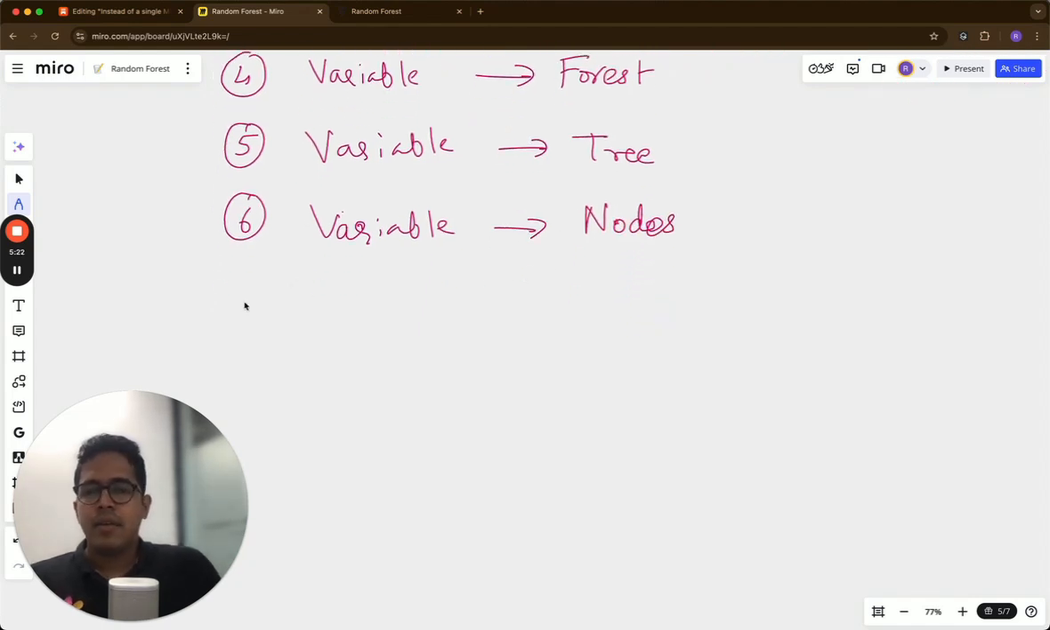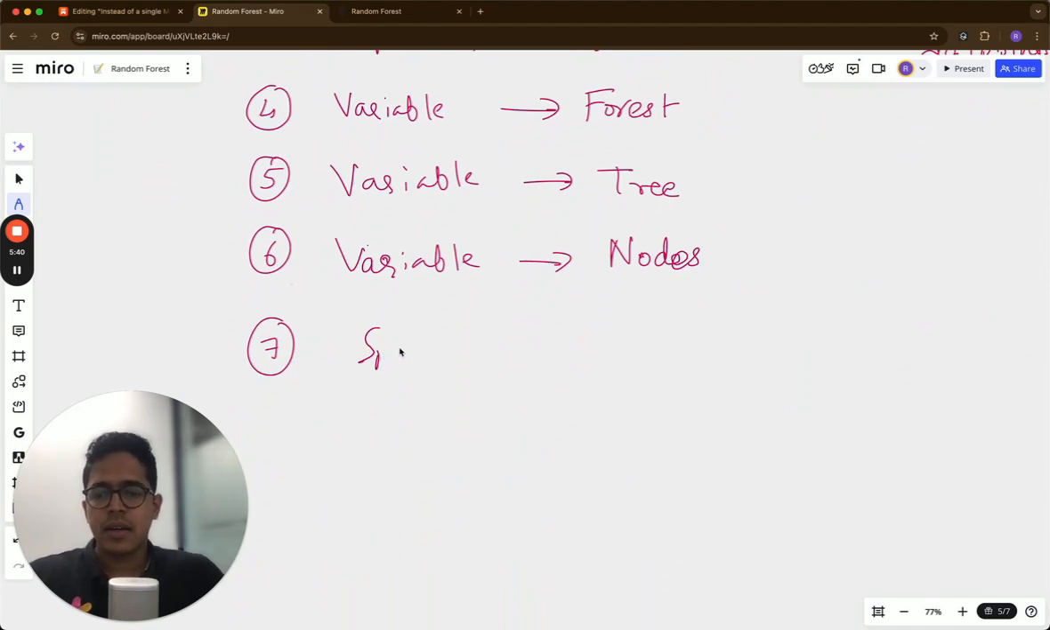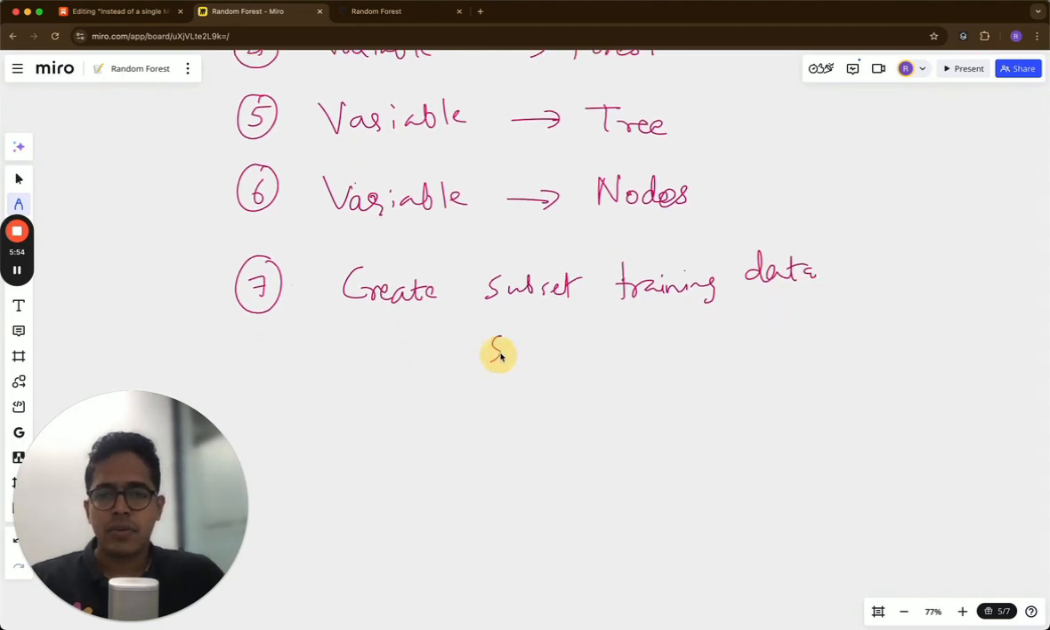And then we will use a loop from tree number 1 till tree number 20, or whatever is the number of trees you are building. So each tree will be built. And how is it built? Does every tree get access to the entire training data set? No. So for every tree, you have to randomly draw a subset of training data and a subset of features.